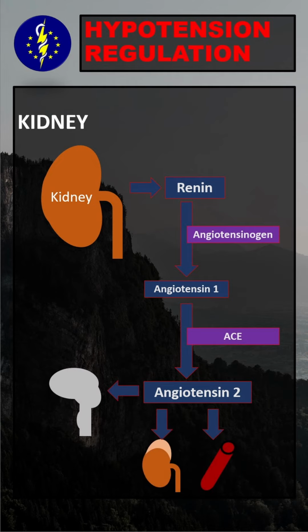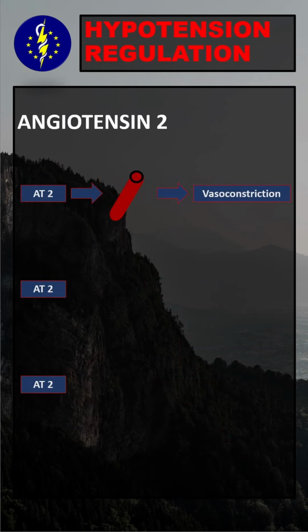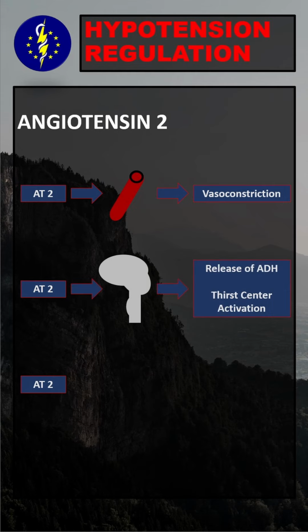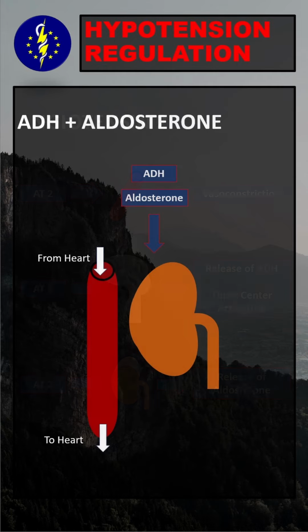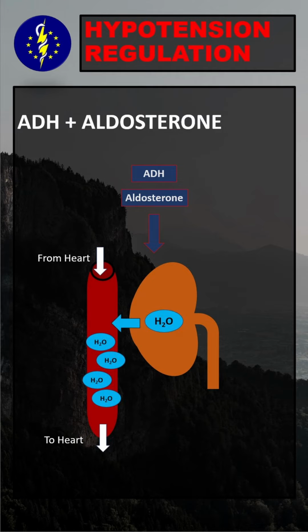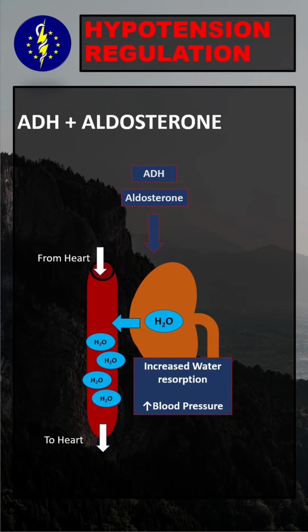Angiotensin II acts on many organs. In the vessels, it causes vasoconstriction. In the brain, it releases antidiuretic hormone and activates thirst centers to stimulate drinking. In the adrenal glands, it releases aldosterone. ADH and aldosterone then trigger water resorption from the kidneys. This water, instead of being urinated out, is then reabsorbed to the blood vessels. This mechanism also increases blood pressure.